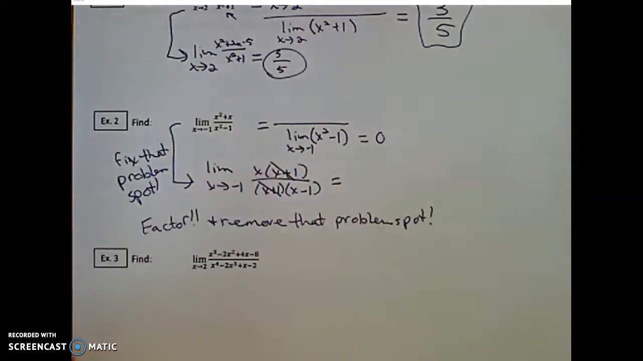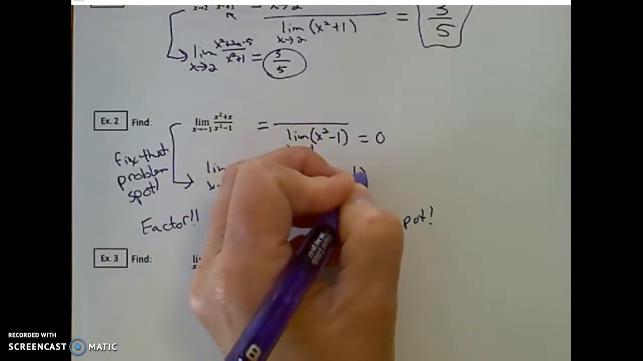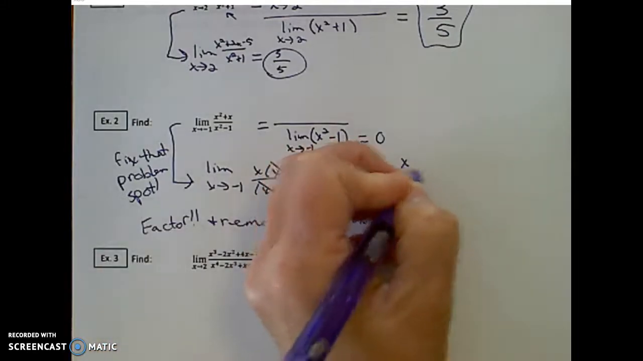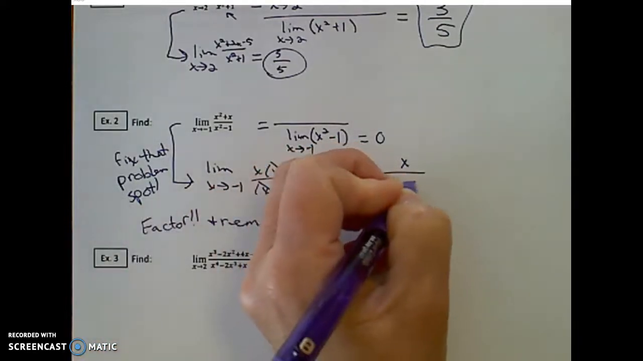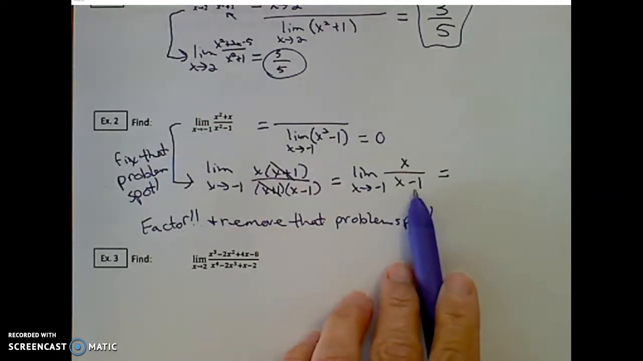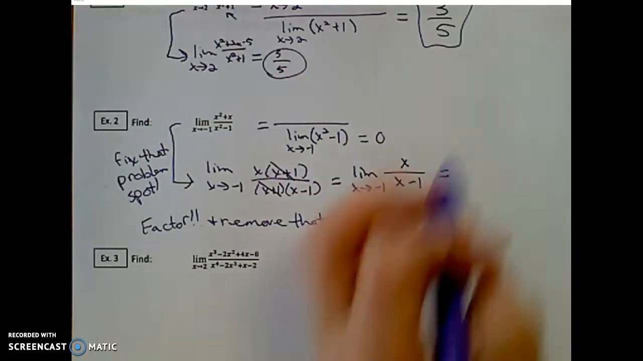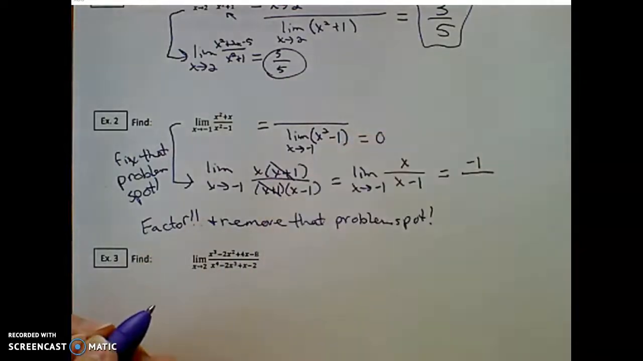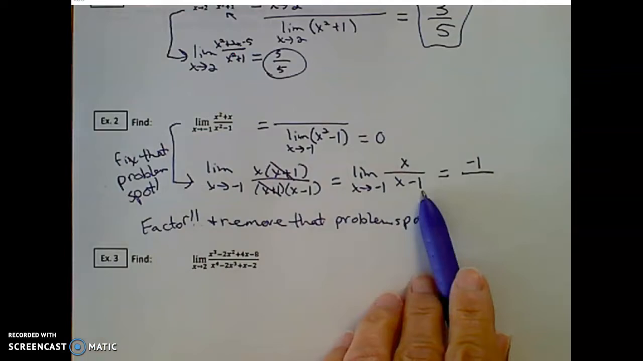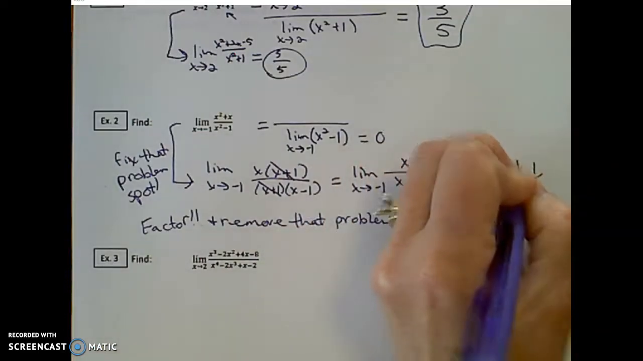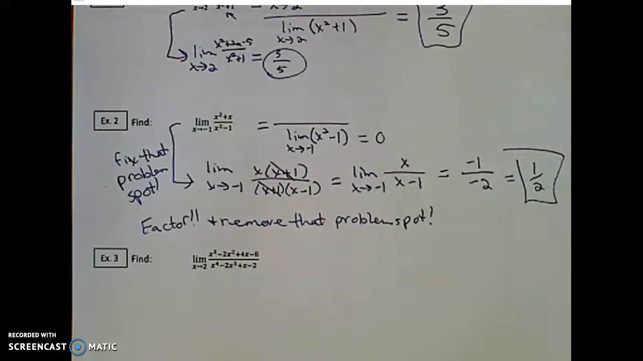I simplify that function inside my limit. This becomes the limit as x approaches -1. Numerator, I'm left with x. Denominator, I'm left with x minus 1. You can separate that into a quotient of limits if you want. But at this point, since I'm not getting a 0 in the denominator, I can just plug it in. If I plug in -1 up top, I get -1. Plug in -1 in the denominator, I get -2. And those function values are approaching 1/2.